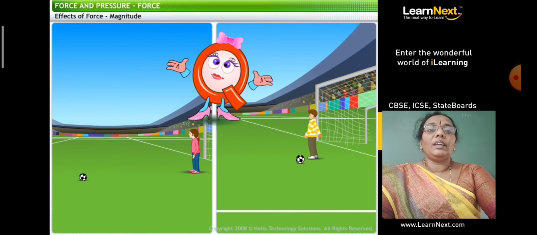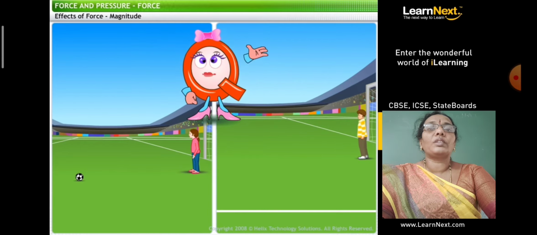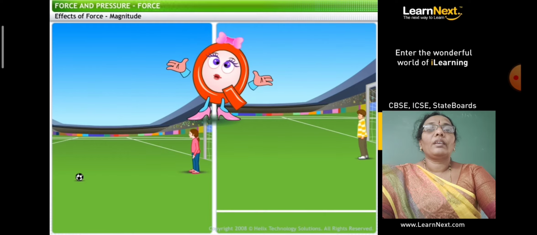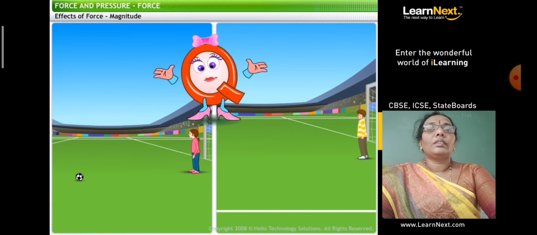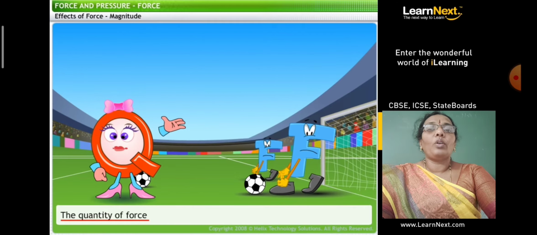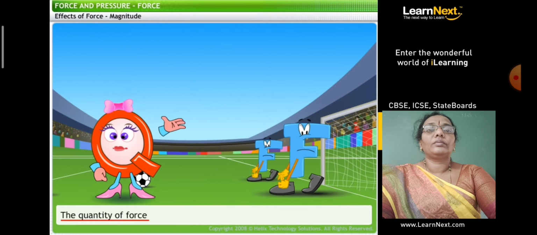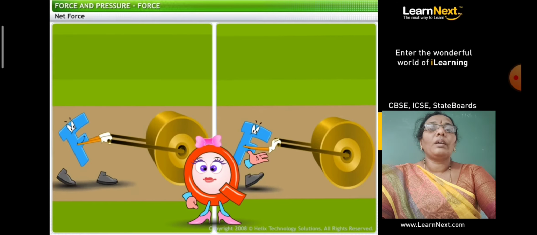Now you can see that the boy applied greater force than the girl. Therefore, we can say that the magnitude of the force differs from person to person or from situation to situation. Hence, we can say that a force can be smaller or larger. Therefore, a force has a magnitude. The quantity of force is nothing but its magnitude. The greater the force, the greater the magnitude, and the smaller the force, the smaller the magnitude.